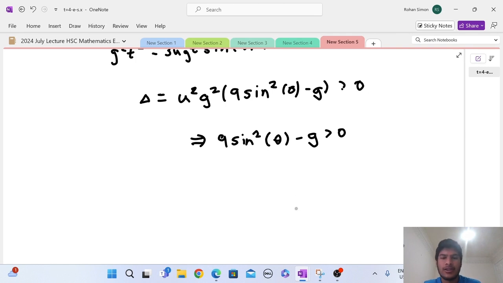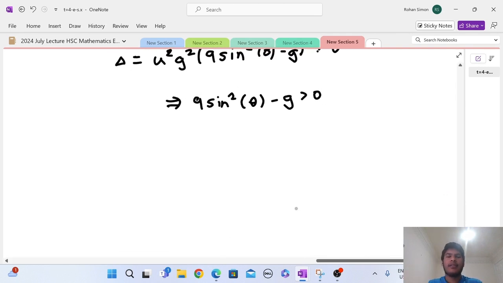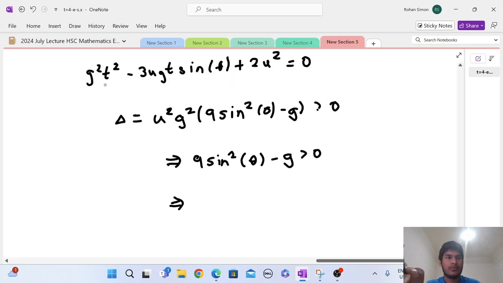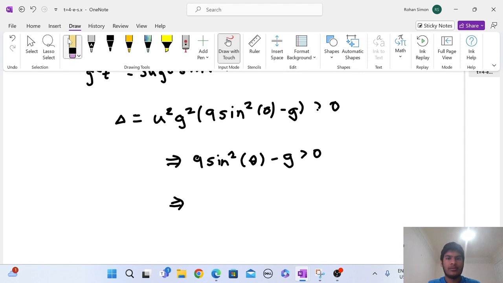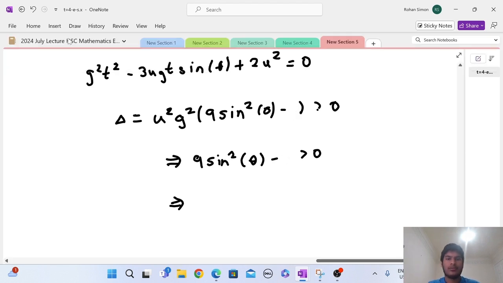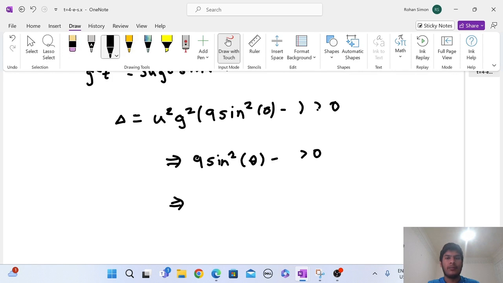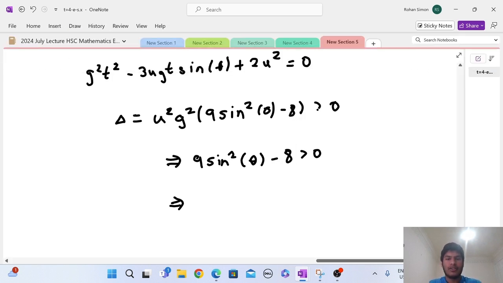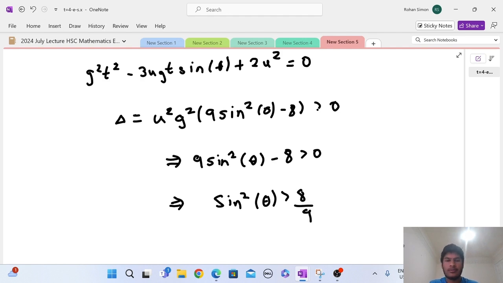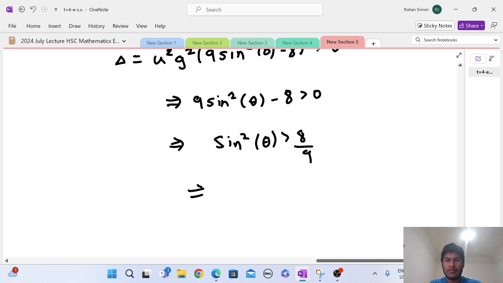Now, if that's the case, then if we clean it up again, sorry, that should be an 8, not a g. That's my mistake. Yeah. So if we clean it up and do a bit of rearranging, we get sine squared theta has to be greater than 8 over 9. Or if we square root both sides, sine theta has to be greater than root 8 over 3.